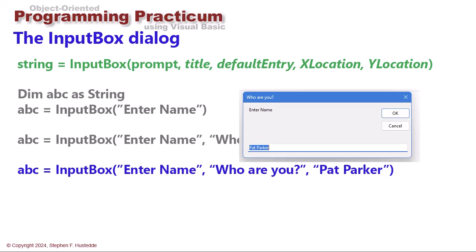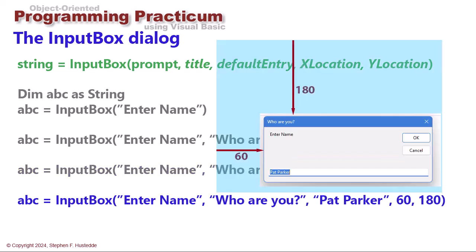With the third argument, we're adding a default value. And the user can just accept that by clicking the OK button, or they can change it. So here I've added in Pat Parker as the default name. And we can specify the X and Y coordinates. In this case, they're coming from the top left of our display. So 60 pixels from the left and 180 pixels down, that would be the location of the input box.